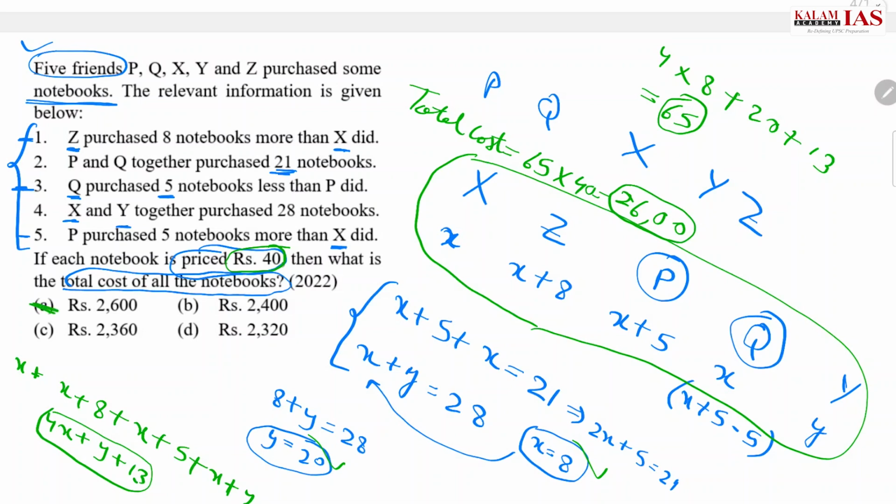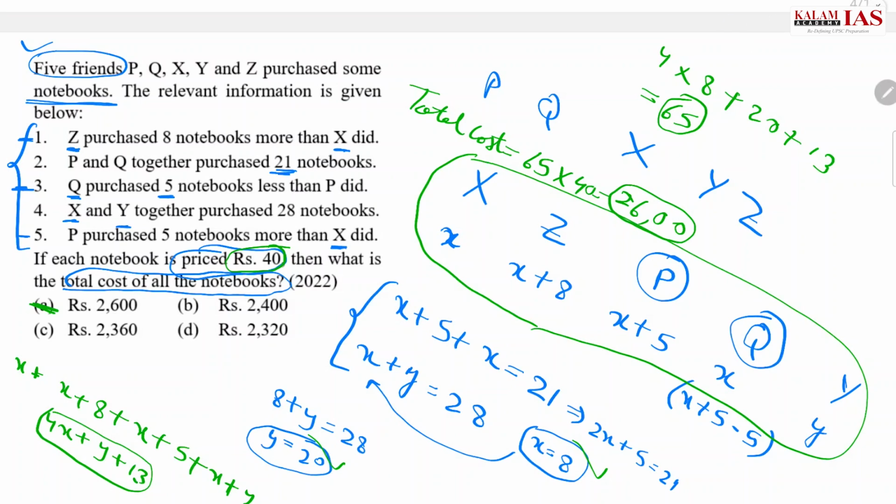I hope this question was clear. This was, as you see, a very simple question. You have to just keep the correct order in mind and systematically derive the answers, so that there is clarity of thought and you can arrive at the answer very easily.